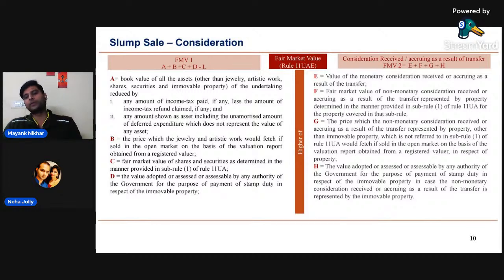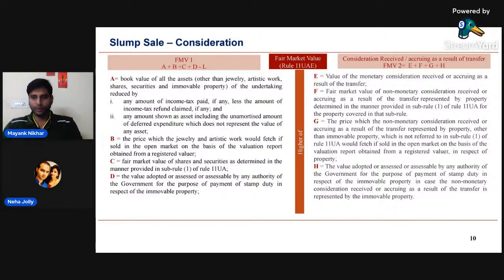So Rule 11UA also has a list of properties which can be valued under this rule. So if you are given monetary consideration as well as those properties, the fair value of those properties has to be taken and worked out as per that rule. Now, there could be some non-monetary consideration which could be in the form of a property other than immovable property which has not been referred to in that rule.